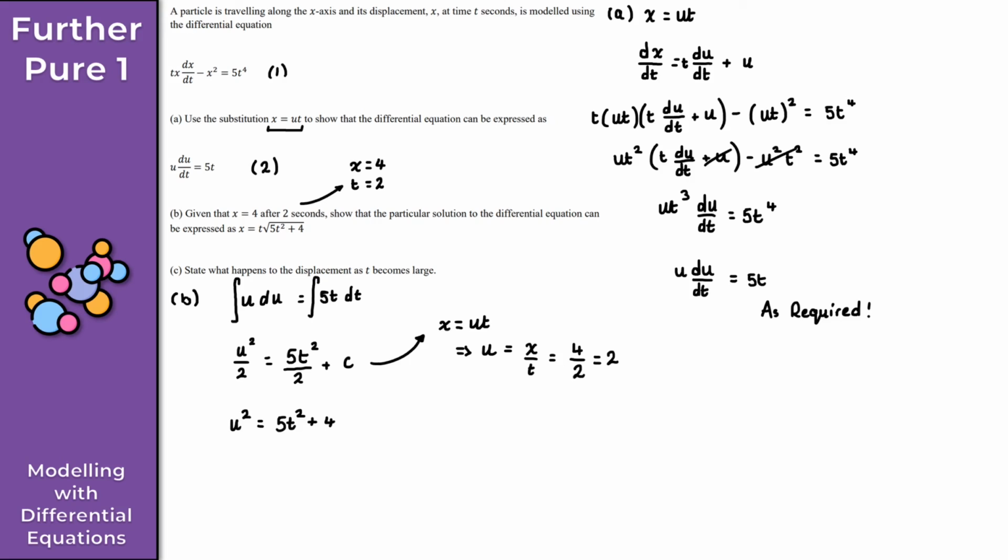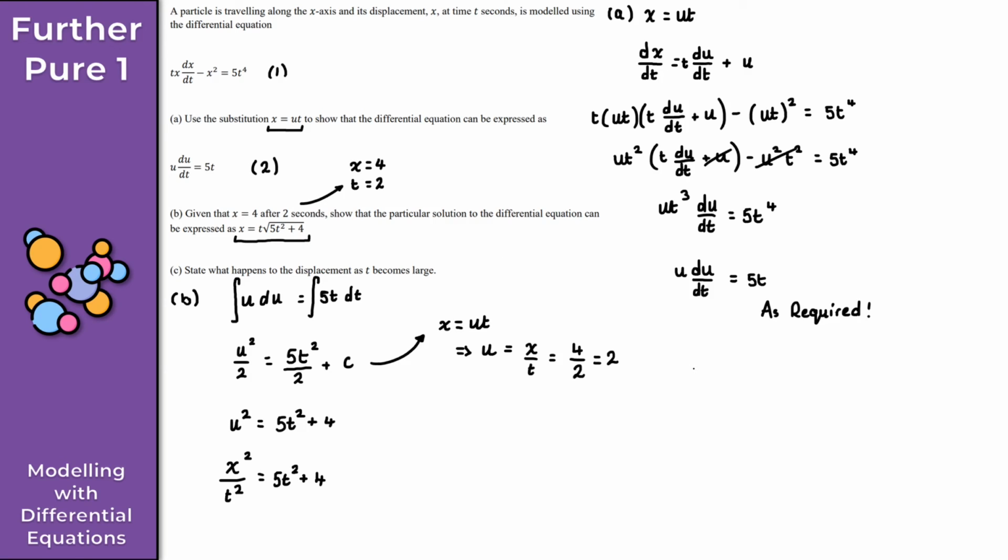Now, at this point, we've got u squared is equal to 5t squared plus 4. But we know that u is x over t. So what I can do is replace u squared with x squared over t squared, just squaring both sides. So what we've got is x squared over t squared, like so, and that is equal to 5t squared plus 4. Okay. And we're getting pretty close to the particular solution here. That's the solution that we want to obtain.